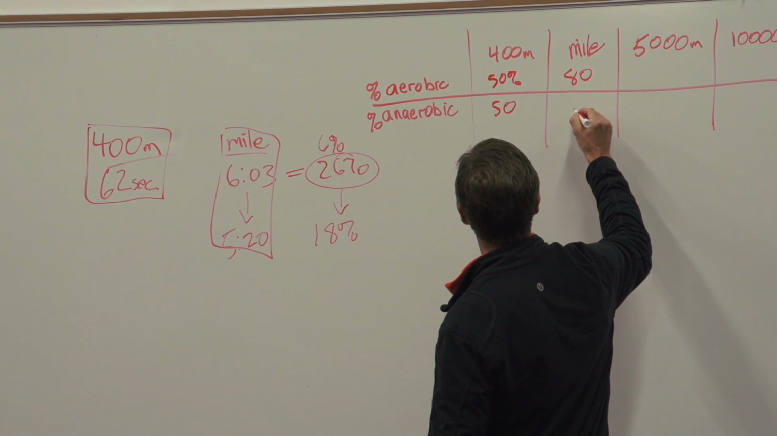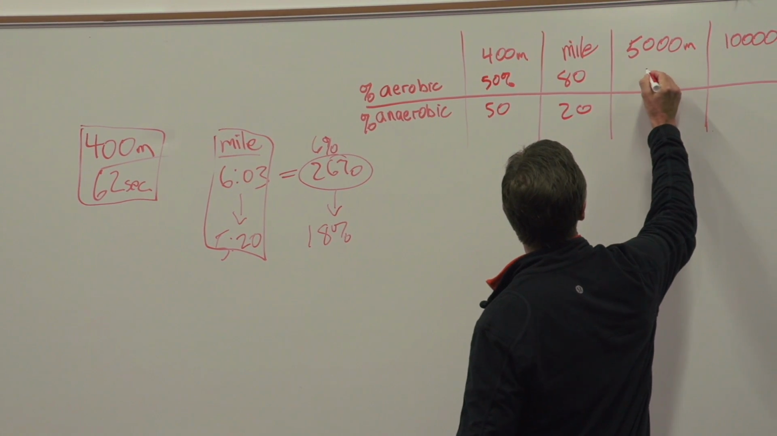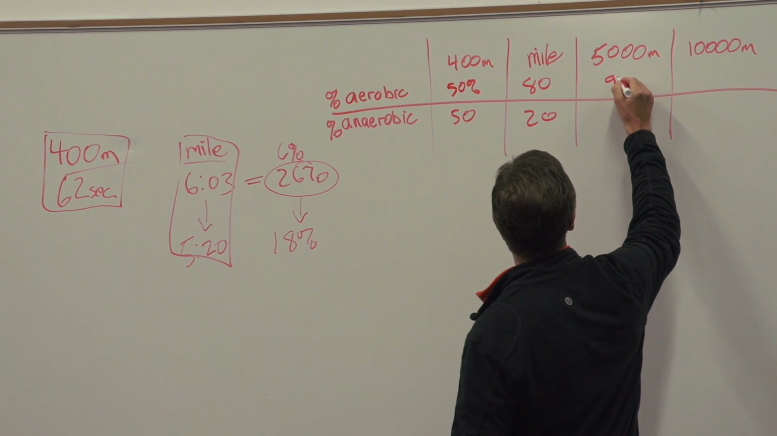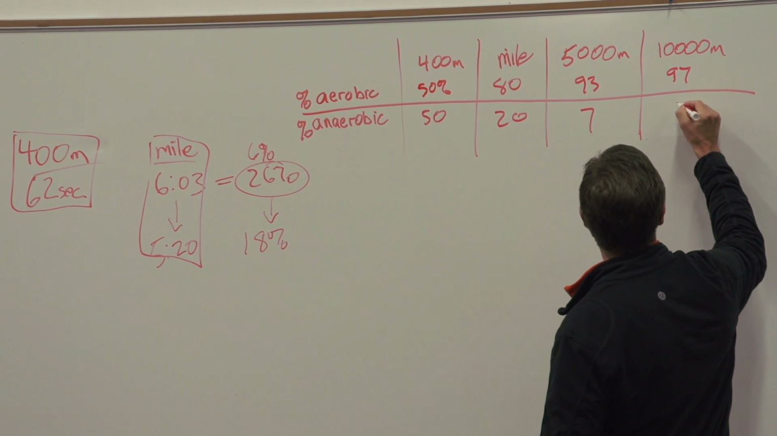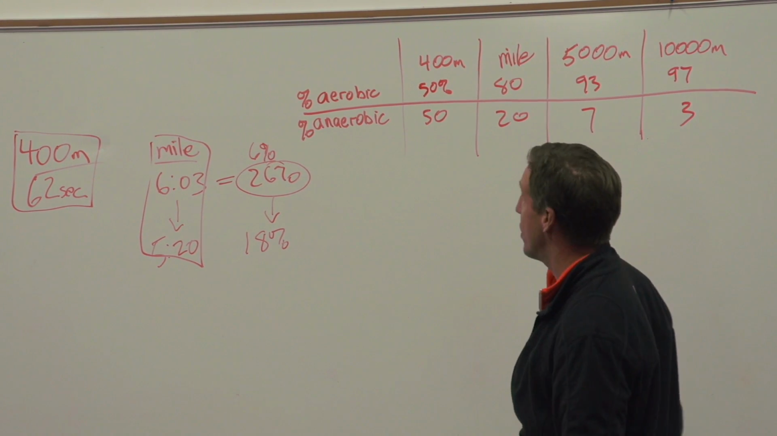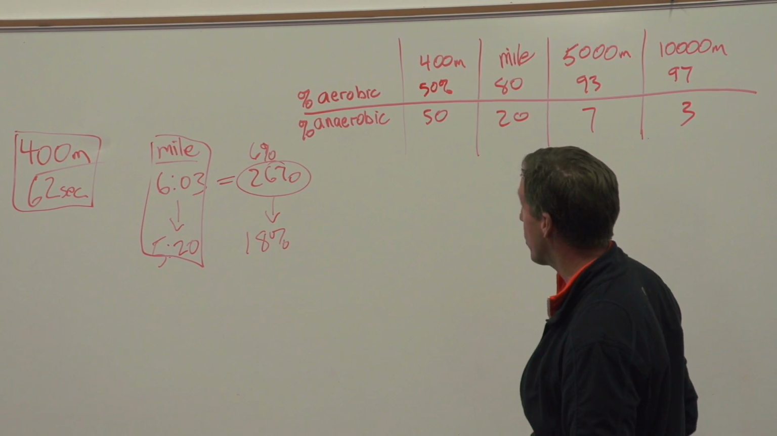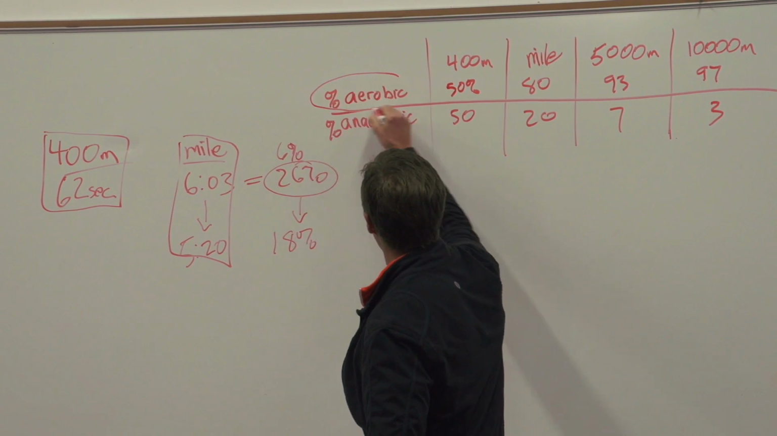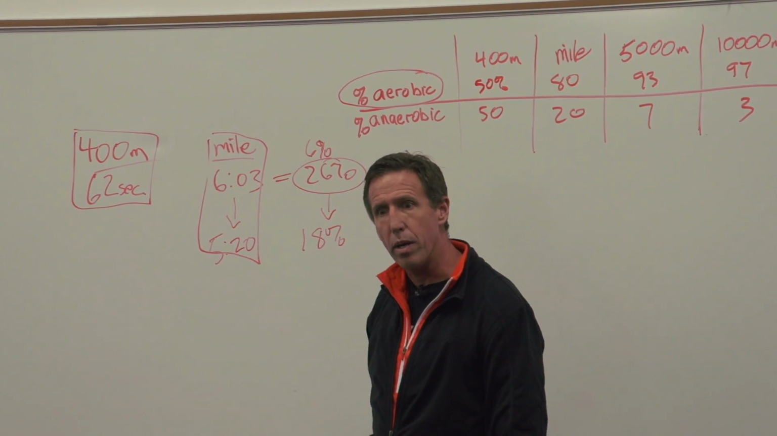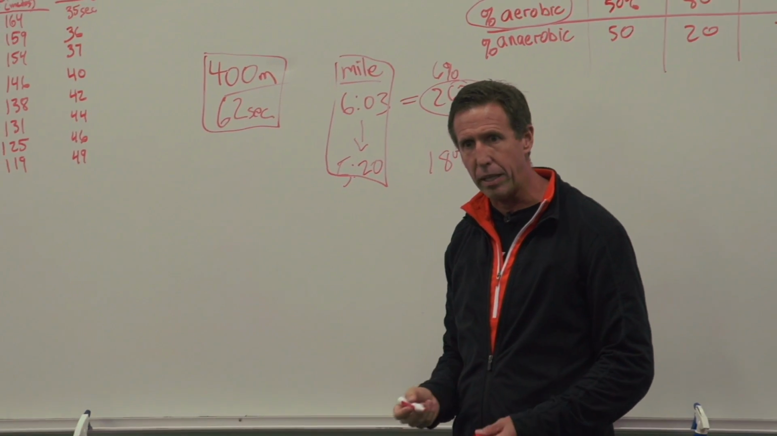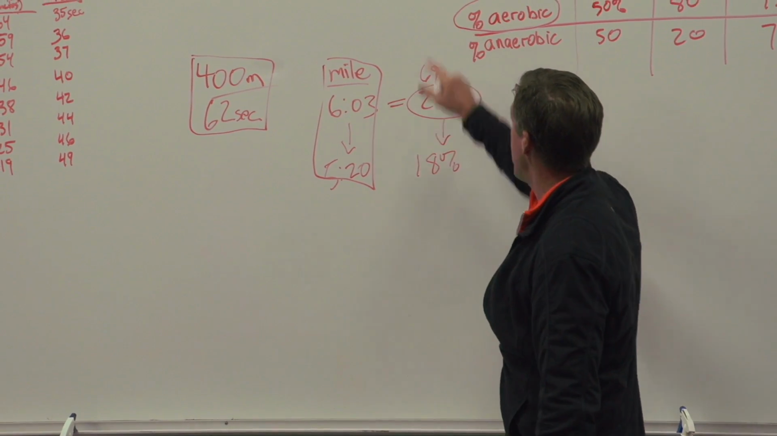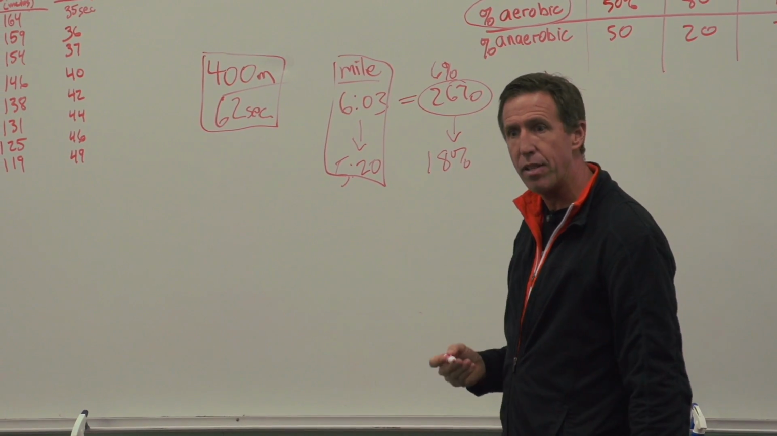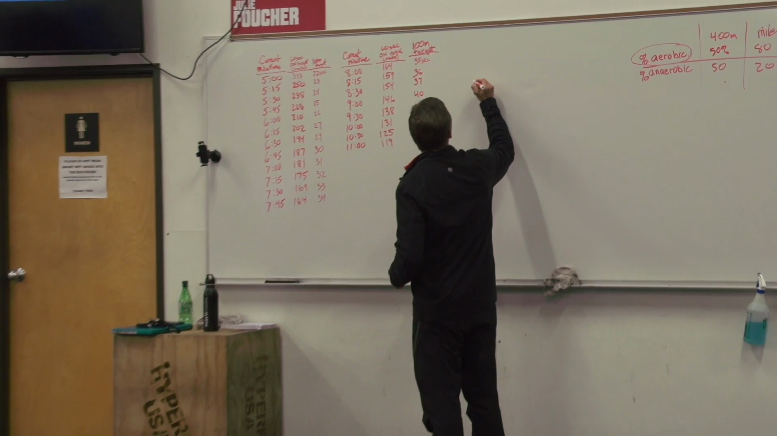In a mile, it's 80 and 20. In a 5K, it's about 93 and 7. And then in a 10K, it's 97 and 3. So as you move out the endurance curve, this area becomes more and more important. But what I'm finding in the programming that I'm doing, and I see it here with Jason, is that they are forgetting the importance of the aerobic side of the equation.